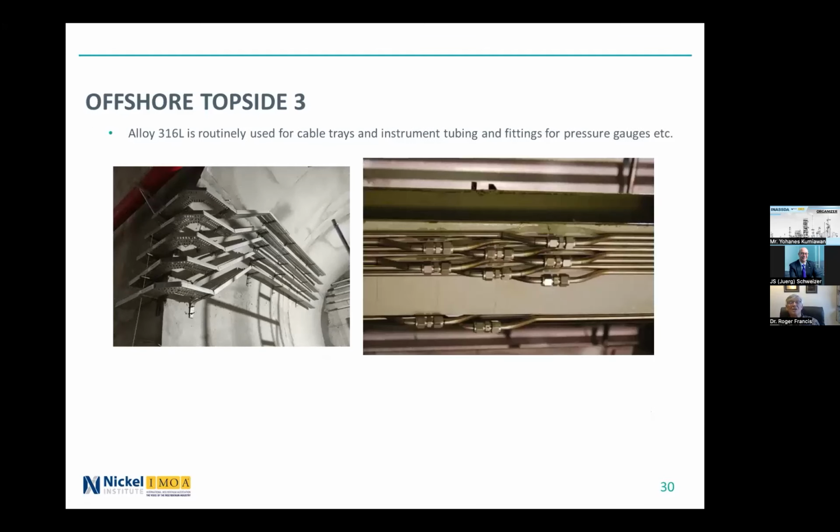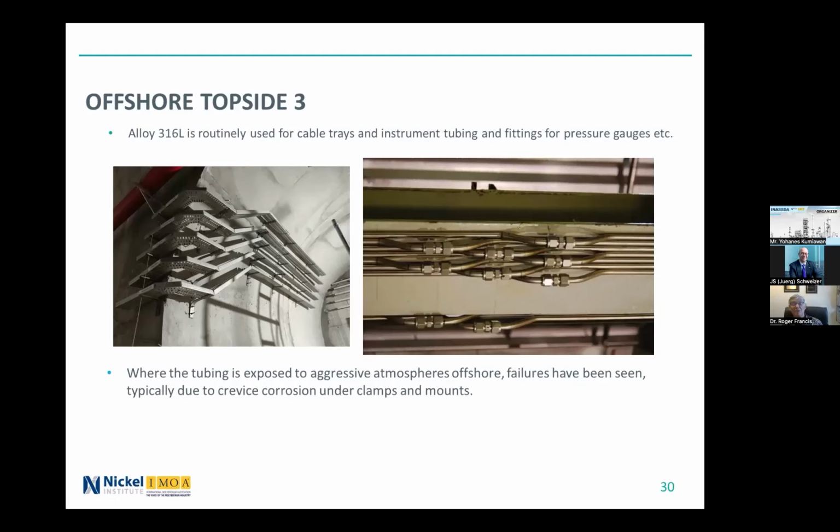Alloy 316L is routinely used for cable trays and instrumentation tubing and fittings for pressure gauges, etc. So this shows some typical stainless steel trays for cables, and this shows typical instrumentation tubing and couplings widely used in all sorts of places.